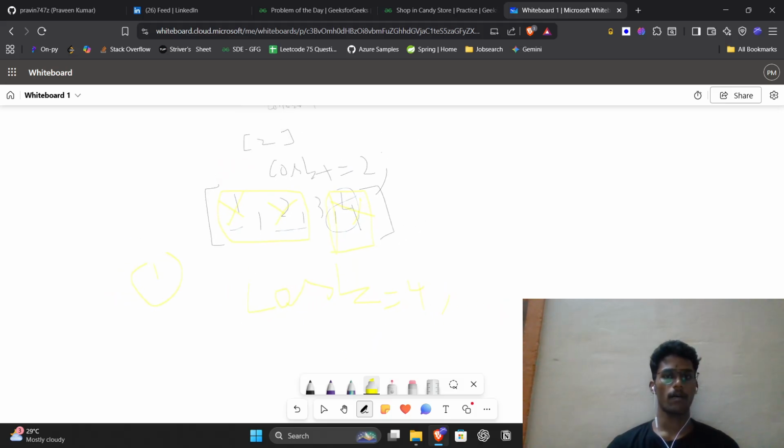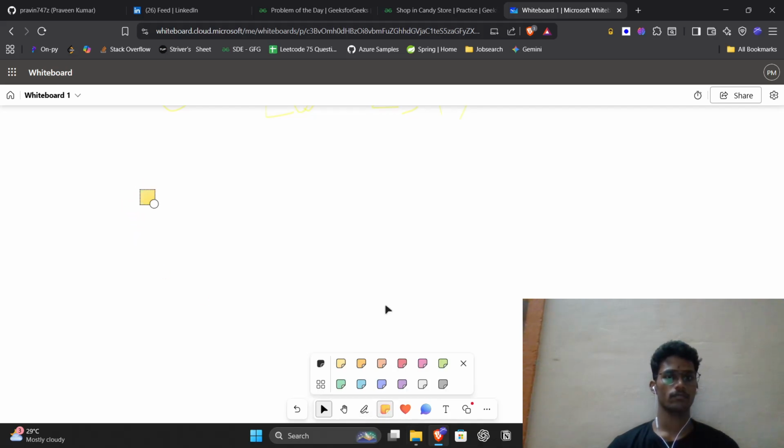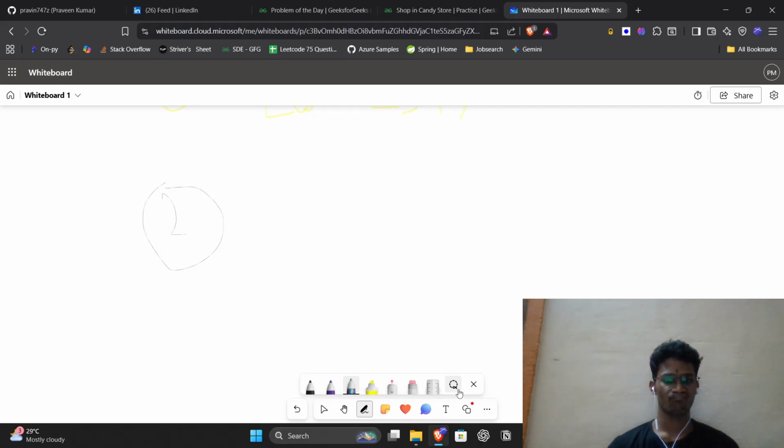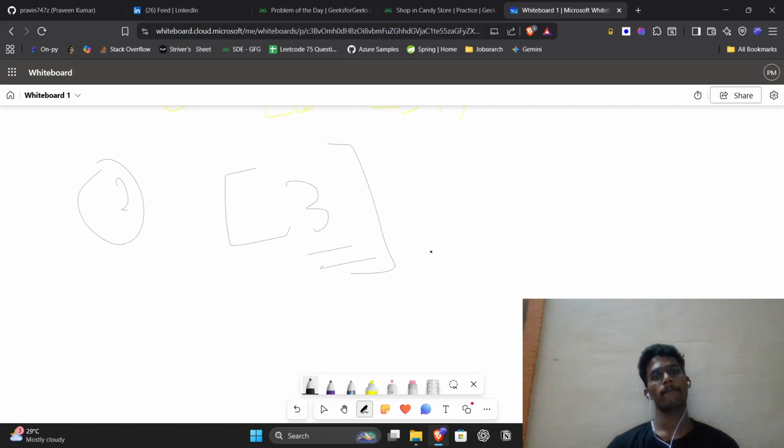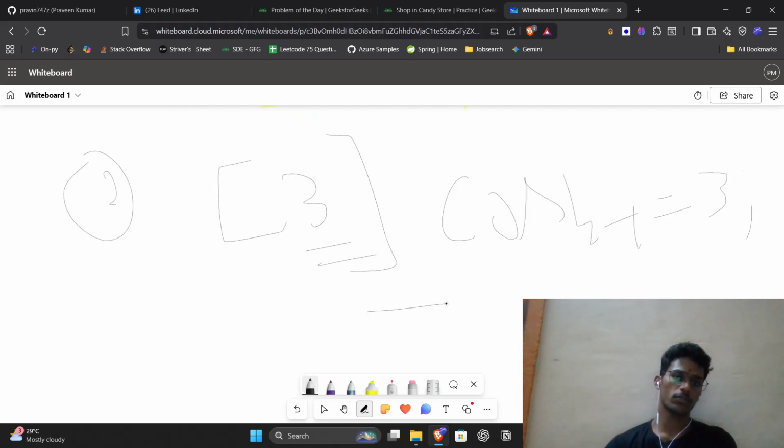It's step 1, and the step 2 is we have only one element remaining and I have to purchase this. So the cost plus equal to 3, so the cost equals 7.